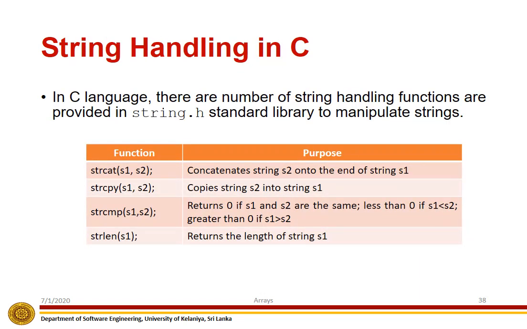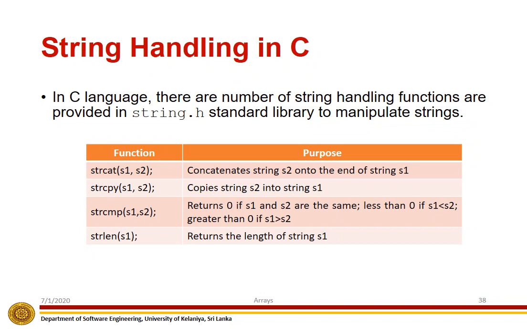Now we will see some details about string handling functions in the C language. In C language, a number of string handling functions are provided in the string.h standard library to manipulate strings. These are a few of those. The first one is strcat, s1, s2. We have to use two strings for that. It concatenates string s2 onto the end of string s1.